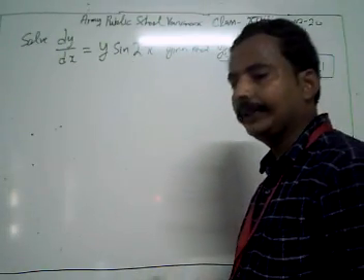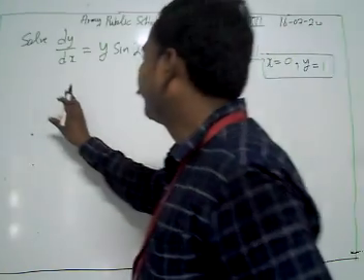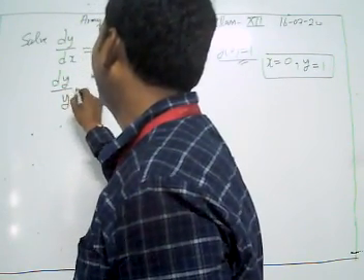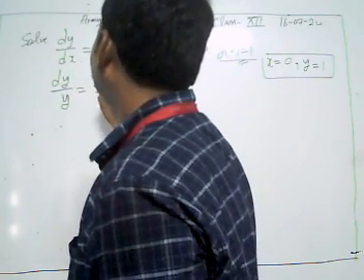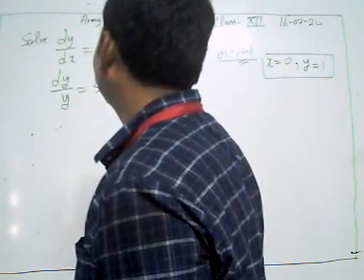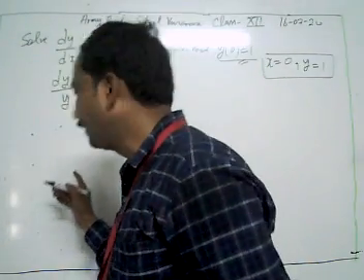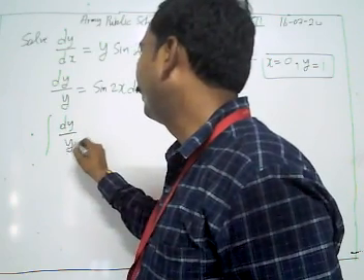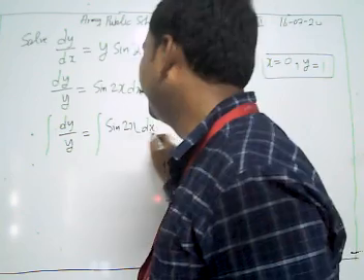Look, it's dy/dx = y sin 2x. Again, looking at this, we can separate our variables. After separating our variables, what do we have? dy by y is equal to sin 2x dx. Now after separating the variables, we are just going to integrate both sides: integration of dy by y is equal to integration of sin 2x dx.